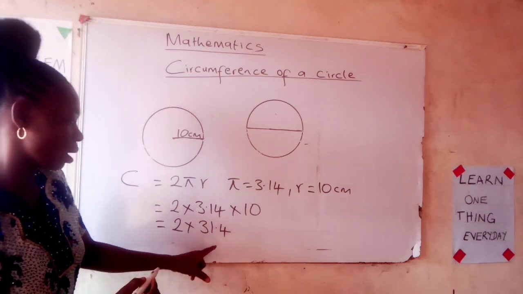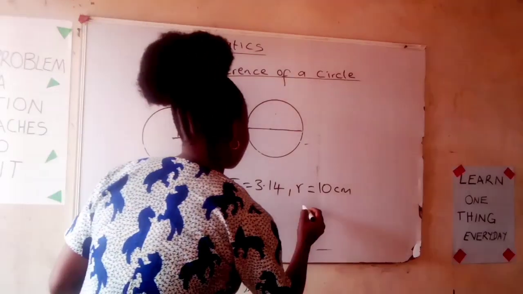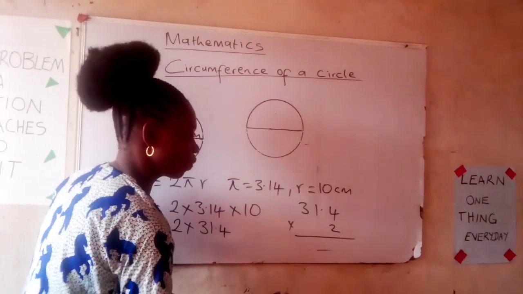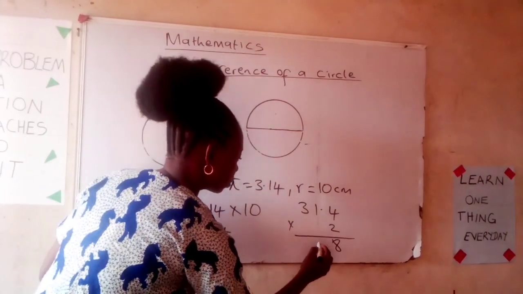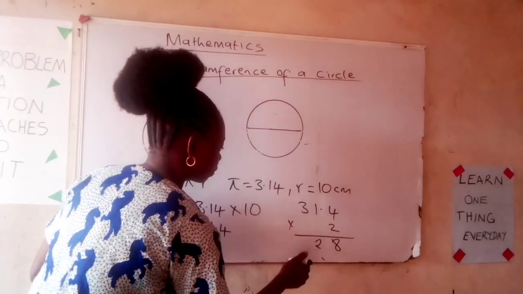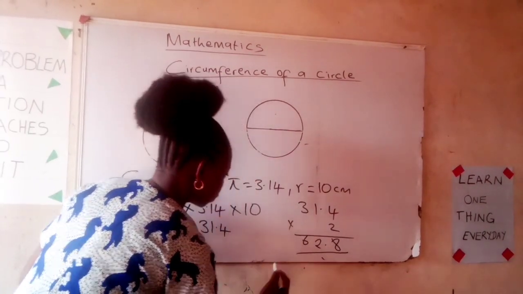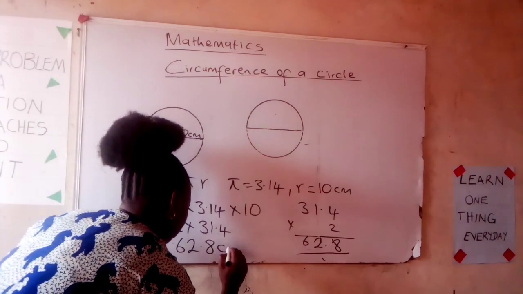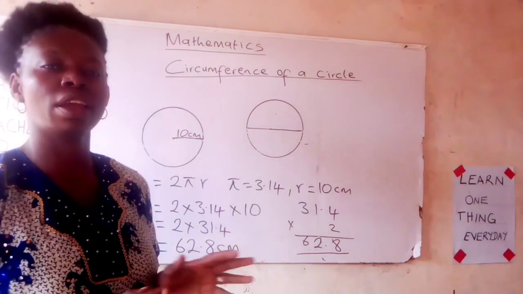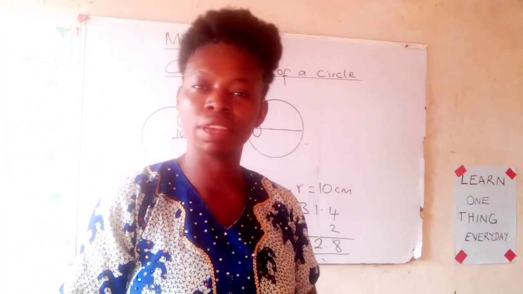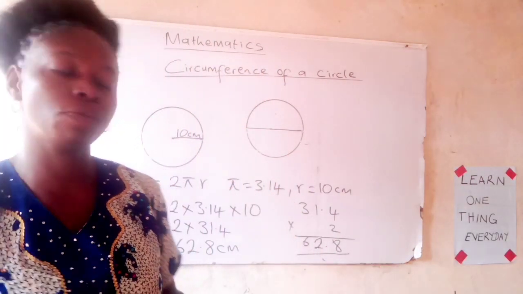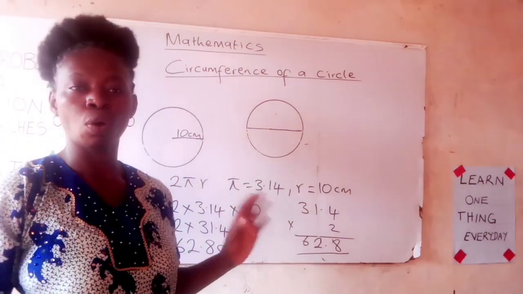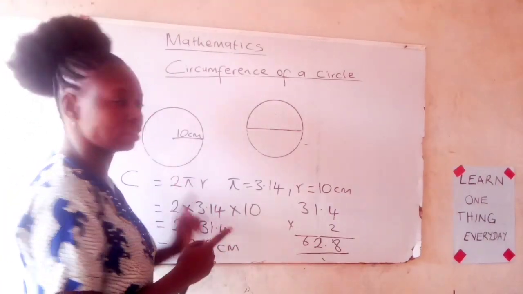So 2 times 31.4. Let's multiply it. 31.4 times 2. 2 times 4 is 8, 2 times 1 is 2, 2 times 3 is 6. Putting our point, our answer becomes 62.8 cm. Anytime they are giving a problem involving the circumference, simply know that what you need to do is 2 pi r or pi d. So let us now use pi d.